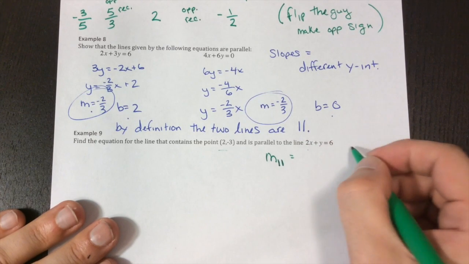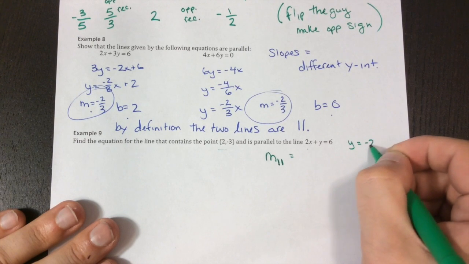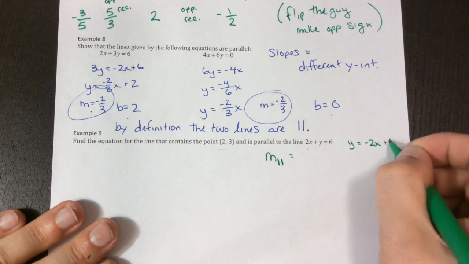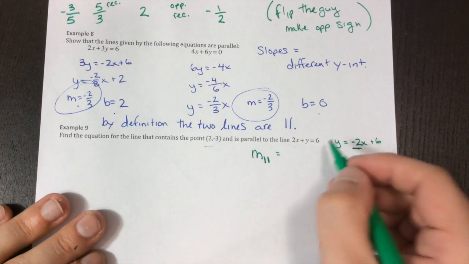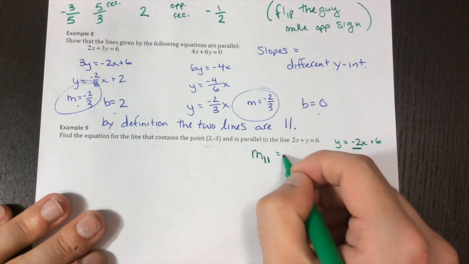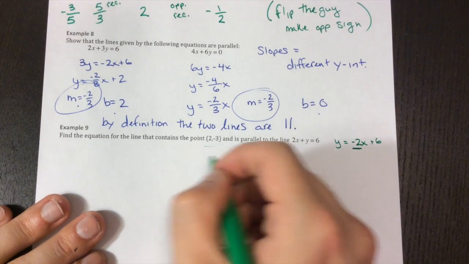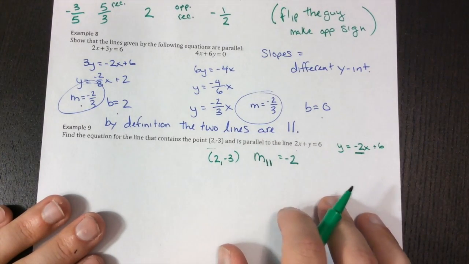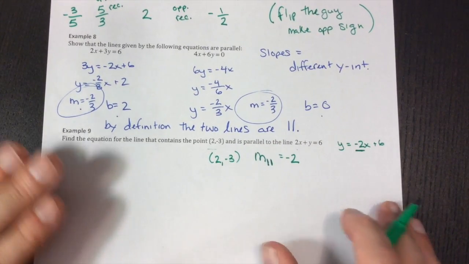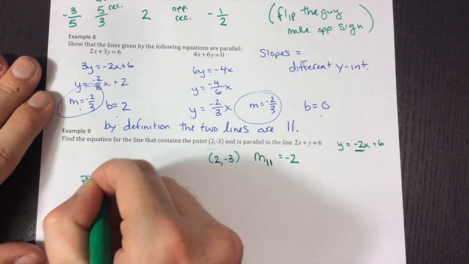Our parallel slope, well, here, if I subtract 2x to the other side, I get y equals -2x plus 6. So right here is my slope that I want. So my parallel slope is -2. Now I have a point, (2, -3), and a slope. If I'm writing the equation of a line, I want to do what's easiest. So I'm going to use point-slope form.